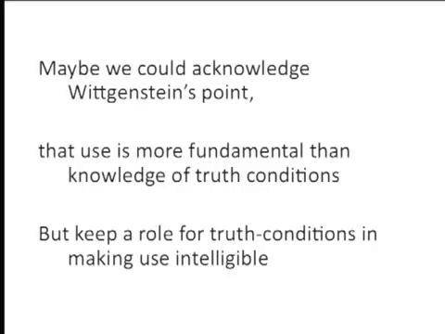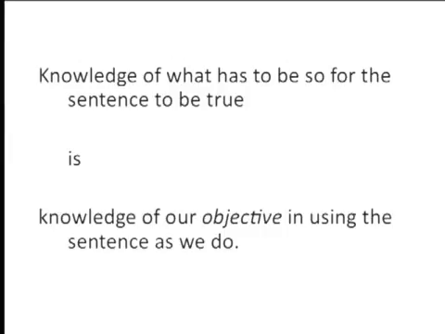Nonetheless, the idea is that knowing what has to be the case for a sentence to be true, although Wittgenstein's point about not being able to derive use from truth condition is correct, is still at the center of your understanding of the sentence, because it's what provides you with your knowledge of what you're about in using the words the way you do. It gives you your knowledge of your objective in using the sentence as you do. Knowing what has to be the case for the sentence to be true is what provides you with your knowledge of what you're trying to verify when you judge it, when you have a way of finding out whether the sentence is correct, and what you're drawing your conclusions from when you take the implications of a sentence.